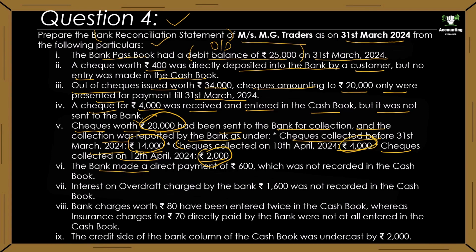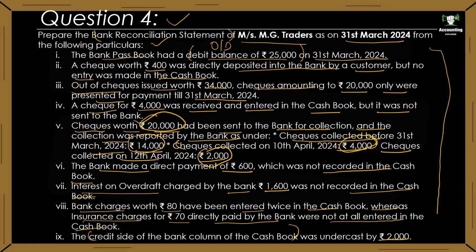The bank made a direct payment of 600 which was not recorded in the cash book. Interest on OD charged by the bank, rupees 1600, was not recorded in the cash book. Bank charges worth rupees 80 have been entered twice in the cash book, whereas insurance charges of rupees 70 directly paid by the bank were not at all entered in the cash book. The credit side of the bank column of the cash book was undercast by rupees 2000. So this is the question which we are going to solve today. Come on students, let's solve it together.